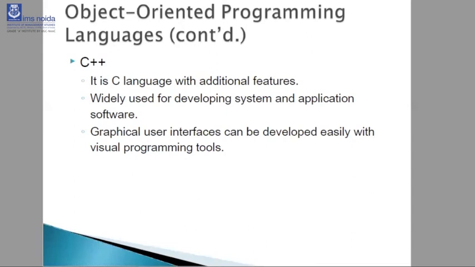Like in C++, we use the concept of an object. That is why it is also called an object-oriented programming language. So what is an object? We create an object for reusability and accessibility. In the object-oriented programming language, the main advantage of this language is the reusability of the code.